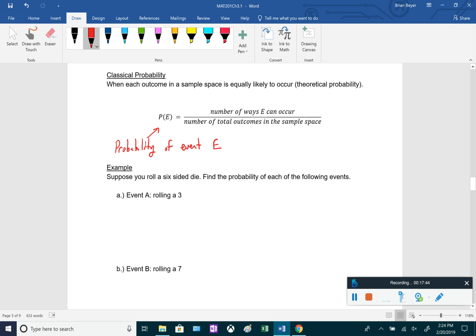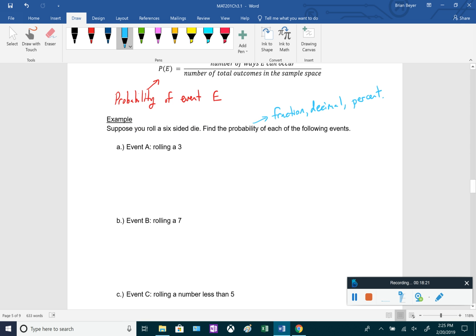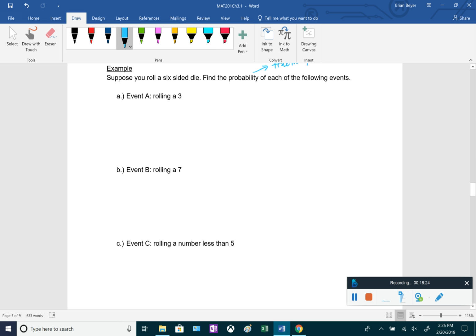So let's do some examples here. That probably sounds more confusing than it is. For example, let's say that you roll a 6-sided die. We want to find the probability of each of the following events. Before I even do that, let me just mention real quick, when we're finding the probability, our answer can be as a fraction, it could be as a decimal, or we can convert it to a percent. All of those are acceptable ways of showing our answer.